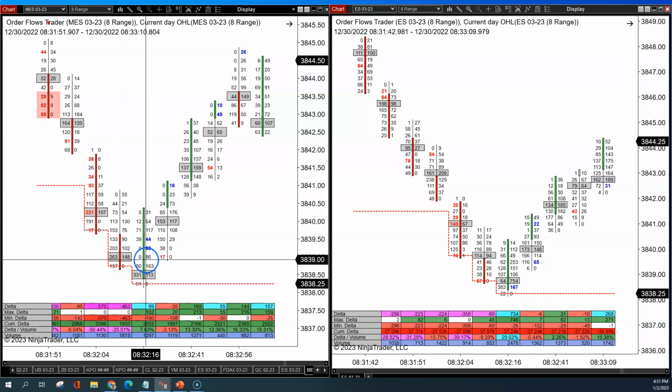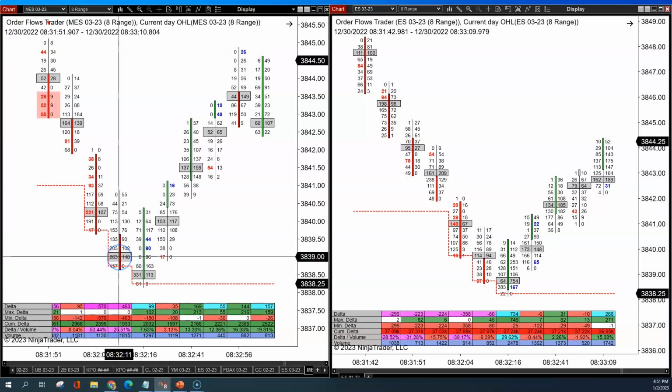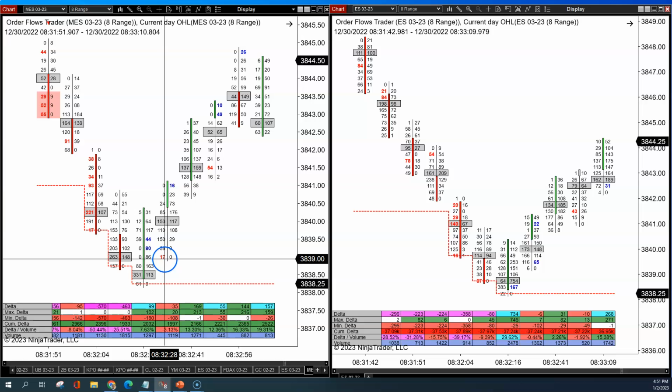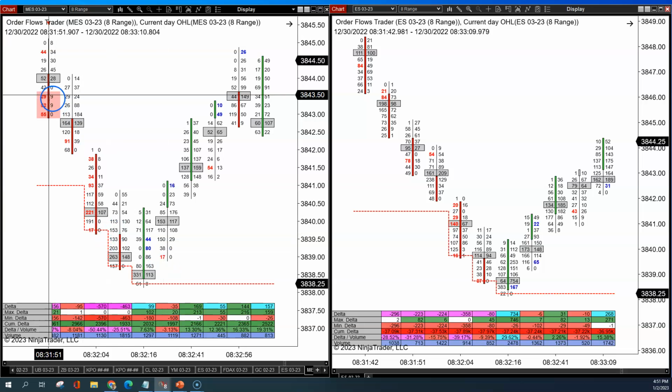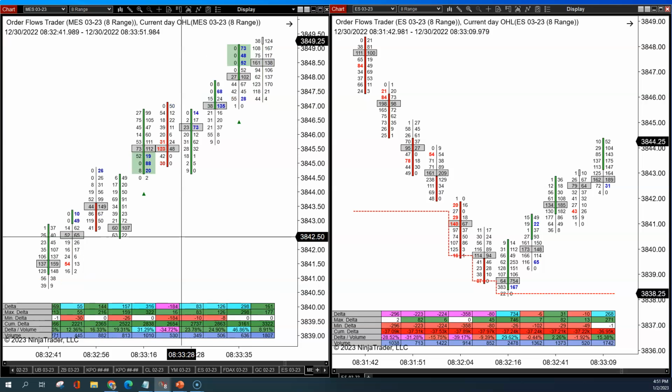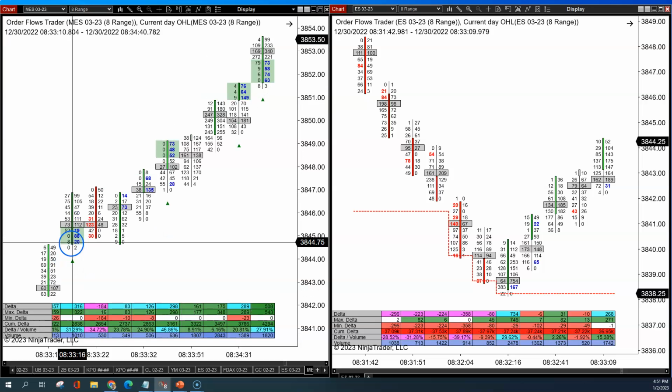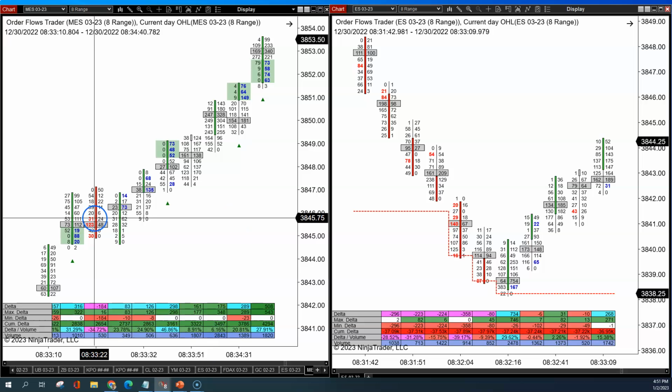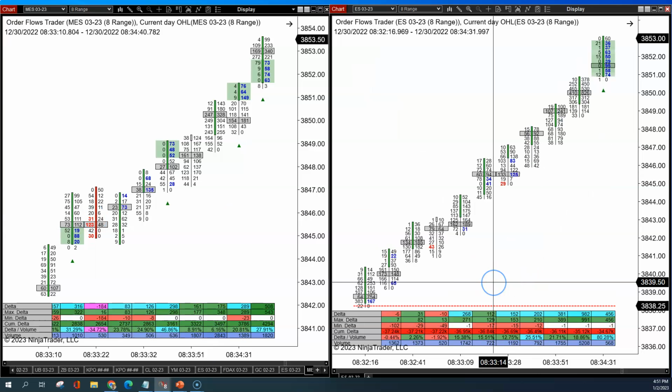So while the bar on the low has 1,000 less on the MES, it has 1,000 more on the bar before it. Again, semantics, but there's enough volume going through on the MES just to trade it on its own. Okay, now where it got a little bit interesting is when the market started moving away from that low. Now, these are both 8 range charts.